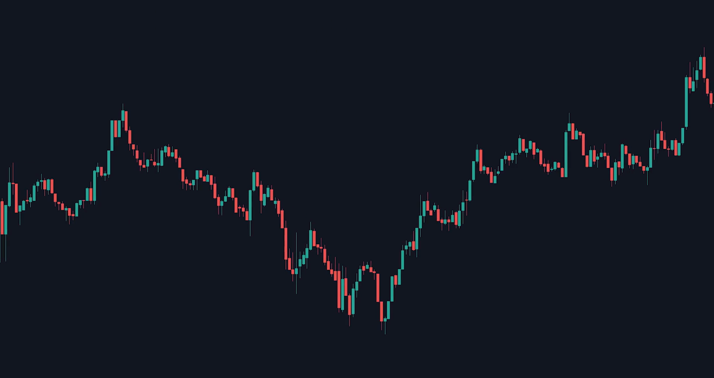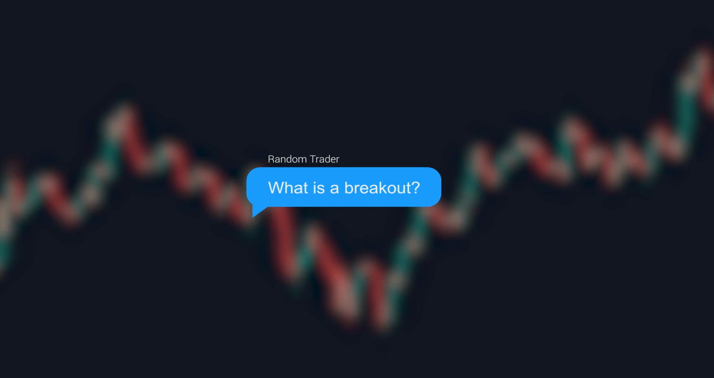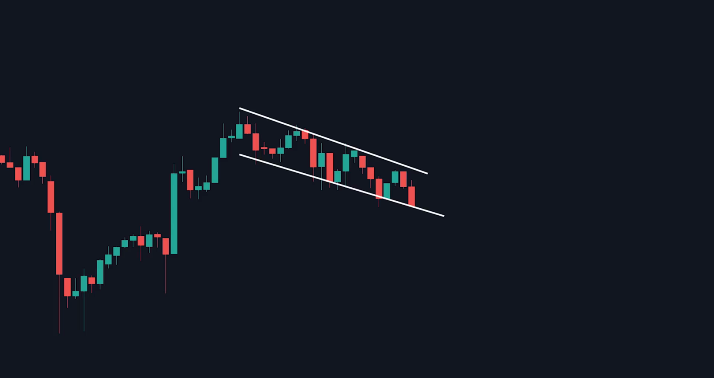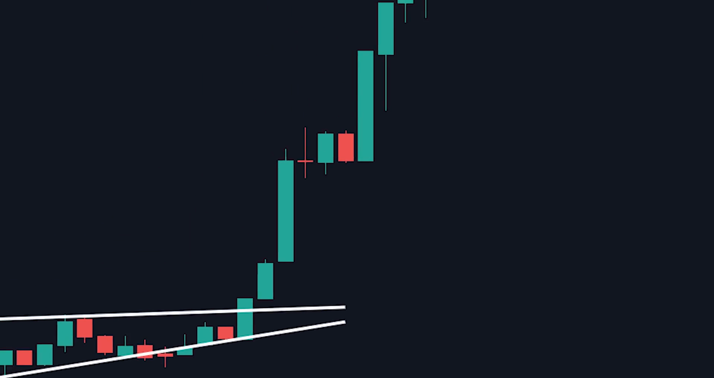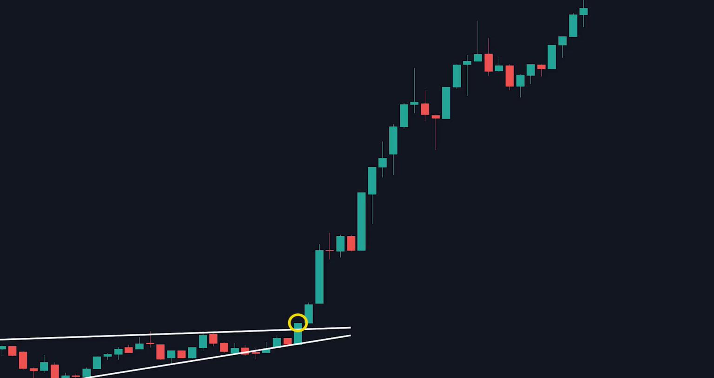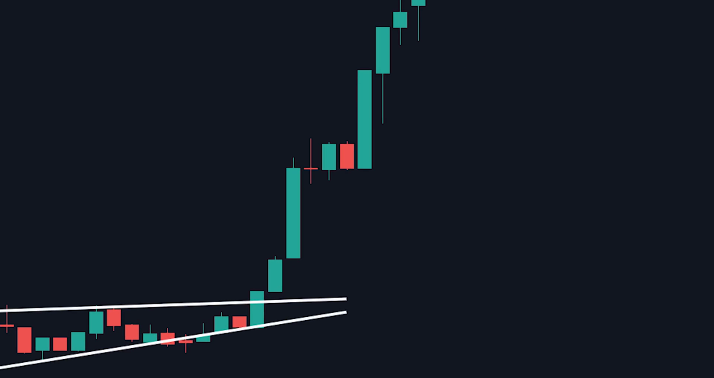So the first question we need to ask ourselves is, what is a breakout? Well, a breakout is when you have a support and resistance where there are multiple key rejections for both. The actual breakout happens when the price bursts through one of those key levels. And notice what happens. When the price does break through, it starts soaring, making this point right here a great entry point.